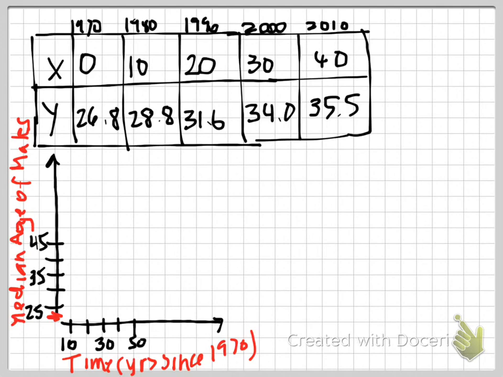So let's see, at 0, we were at 26.8, so I'm going to say somewhere around there. At 10, we were 28.8, so that's 25, that's 30, so it's going to be a little higher. And then at 20, it was 31.6, so right around here. And at 30 years, it was 34, so that's up to here. And then at 40, it was 35.5. So just basically there.